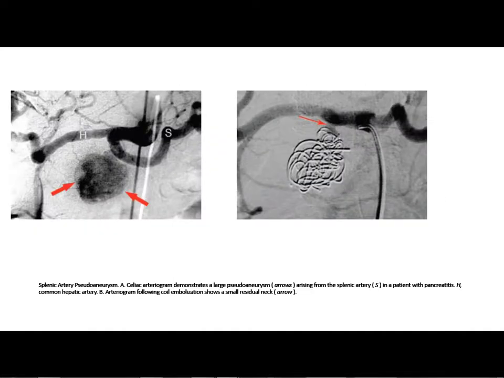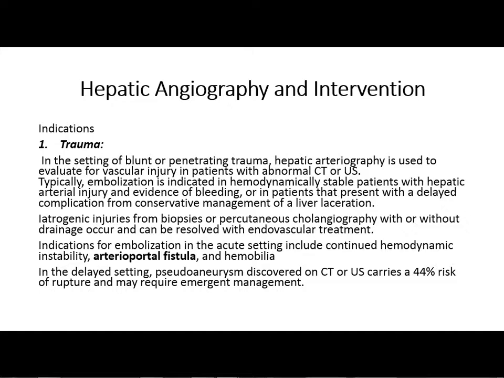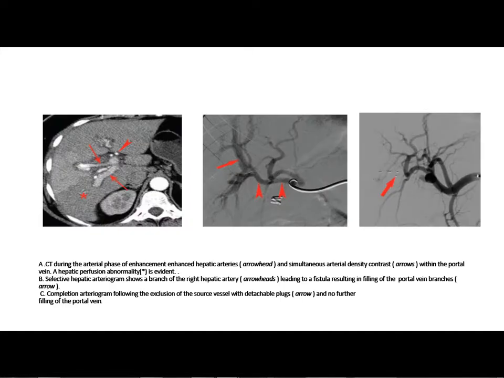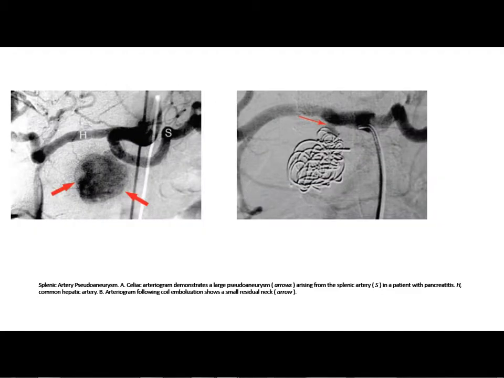This is an example of a splenic artery pseudoaneurysm. Celiac angiogram demonstrates a large pseudoaneurysm. So you can see here this is a big aneurysm arising from the splenic artery. What is the neck of the aneurysm? Can you show it to us? This is the neck, arising from the splenic artery. Following that, of course, coil. The good thing here is it's a narrow neck. A narrow neck is good for embolization.